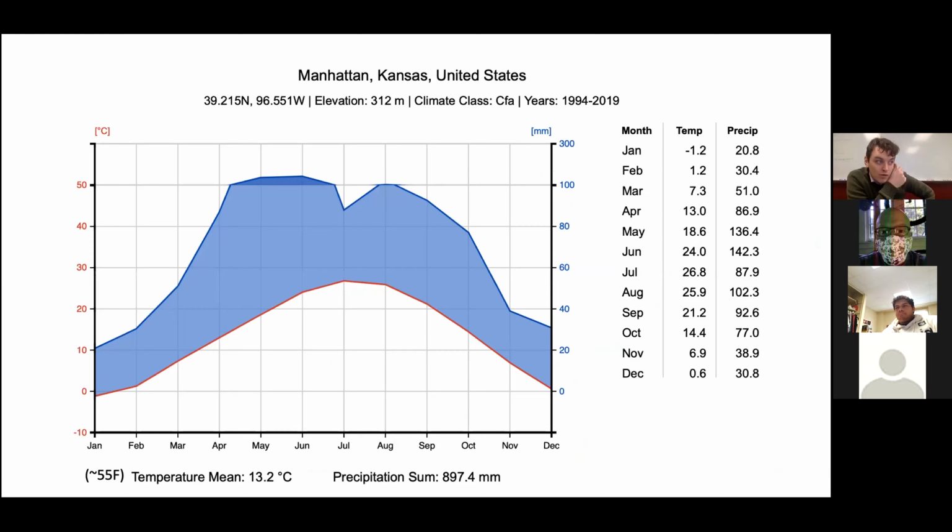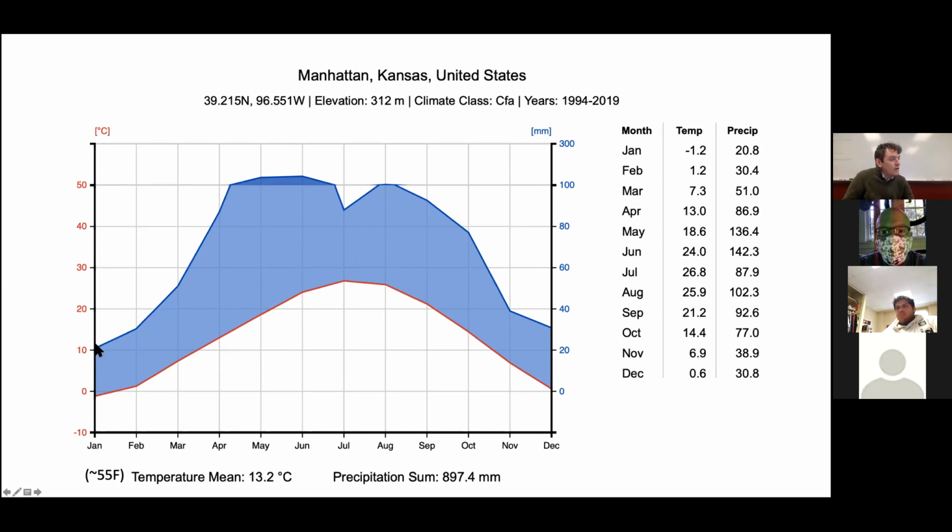This is what the diagram looks like for Manhattan, Kansas, where Konza Prairie is. These things are always set up so that 100 millimeters of rainfall matches up with 50 degrees centigrade. And that has to do with how plants use water. That's part of the reason they chose to line these two axes up the same way, such that if you're here, you're in a water surplus. If the blue goes below the red, you're in a water deficit. And in this region here, there's enough water for plant growth and not being oversaturated.